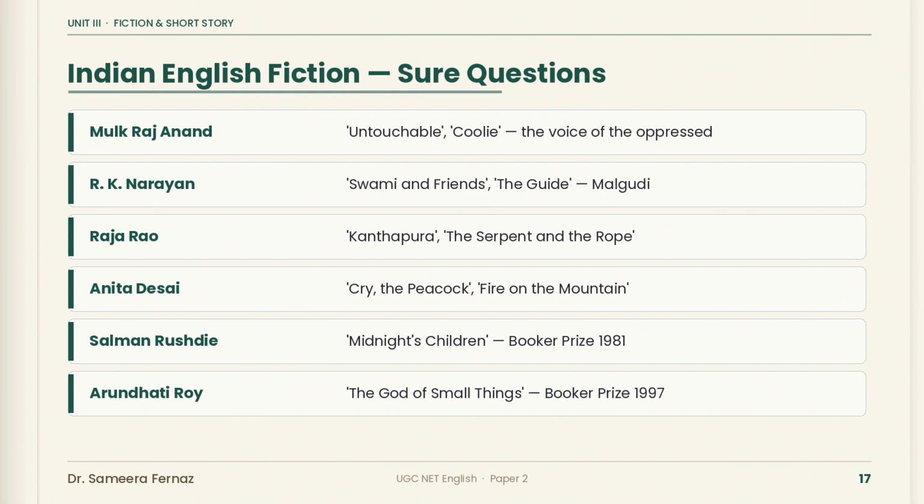Anita Desai wrote Cry, the Peacock and Fire on the Mountain. Salman Rushdie won the Booker Prize in 1981 for Midnight's Children. And Arundhati Roy won the Booker Prize in 1997 for The God of Small Things.